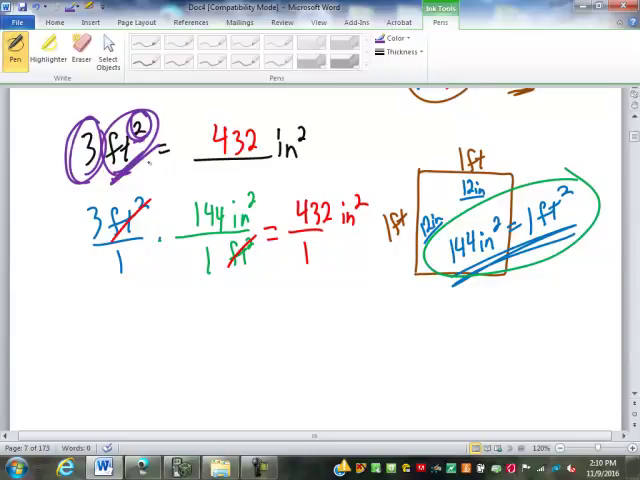Now, of course, what it does affect, as we saw here, is the conversion factor, the equivalency. It is no longer 12 inches. It is still 12 inches in a foot, but it's square inches in square feet. It's 144 square inches in a square foot. So be careful with those.